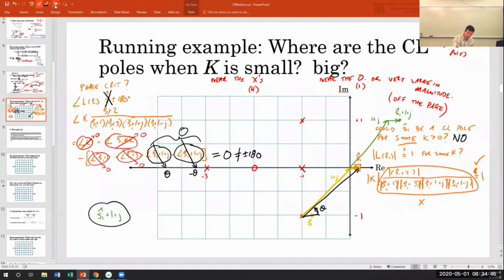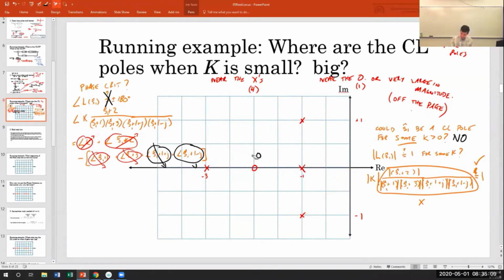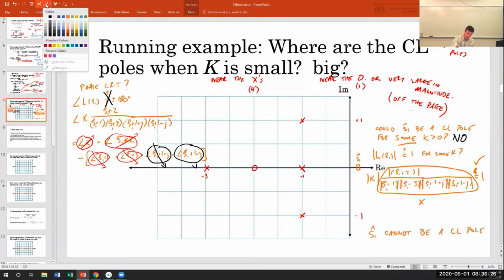Okay, I'm going to clean up this slide a little bit and we're going to try another test point. Okay, so to summarize, this S1 hat cannot be a closed loop pole. So let's try another test point. Let's try, I don't know. Should we try here? Call it S2 hat.